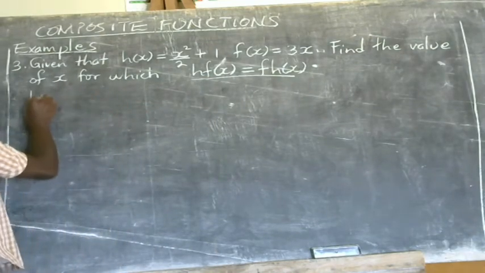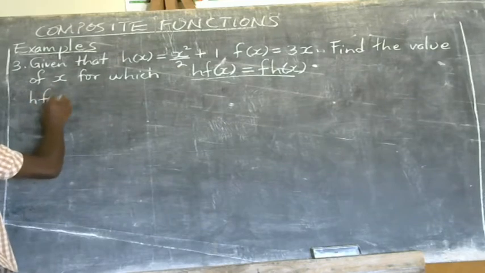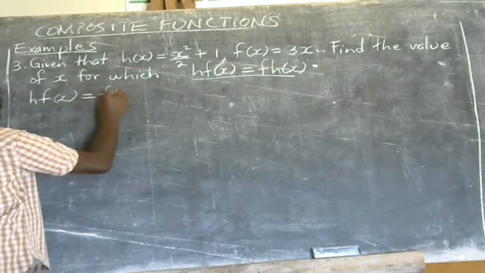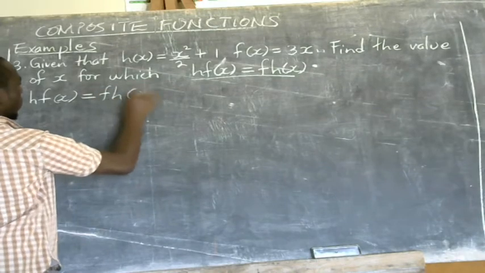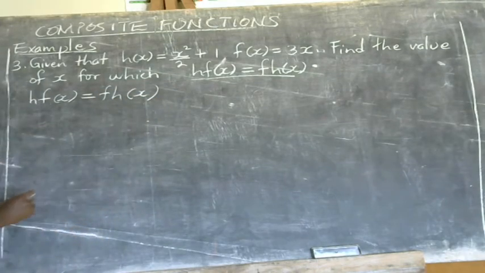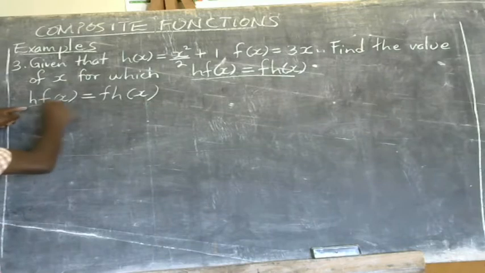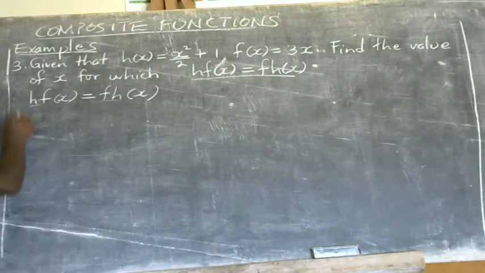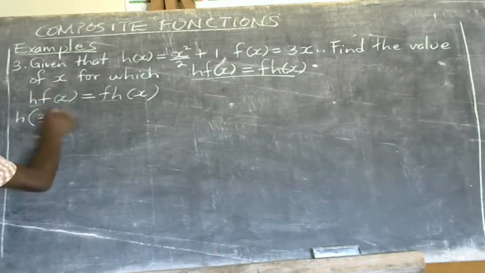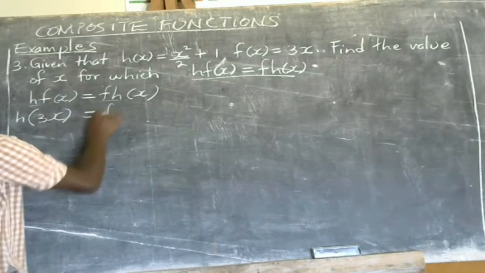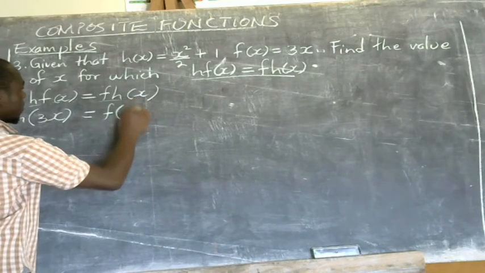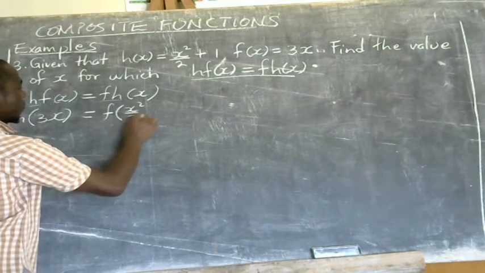So the lead is there in order to find the value of x. So what I'm going to begin with, the h of f of x is equal to the f of h of x. Now I'm going to first get these two functions here. So we say this is going to be h. What is the f of x? It is 3x. It gives me f. What is h of x? It is x squared all over 2 plus 1.